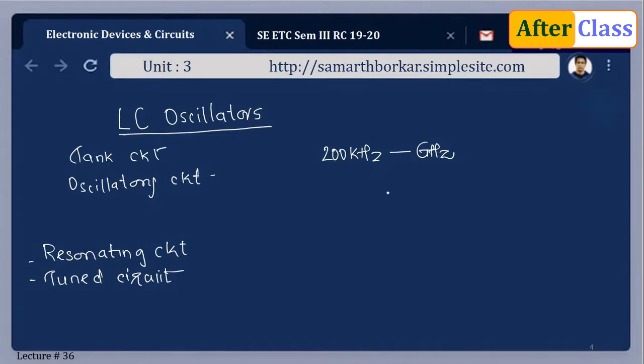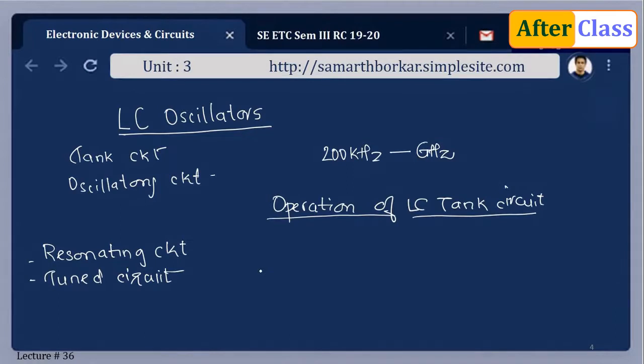So this is simply a tank circuit. So as we have said, this LC tank circuit, it consists of elements L and C connected in parallel. Okay, let me draw this figure. So we have this capacitor and this is the inductor. So this is denoted as C and this is denoted as L. So this is LC tank circuit.